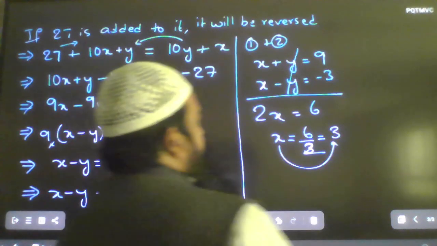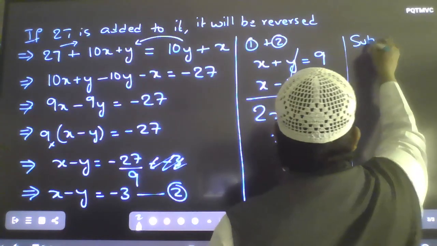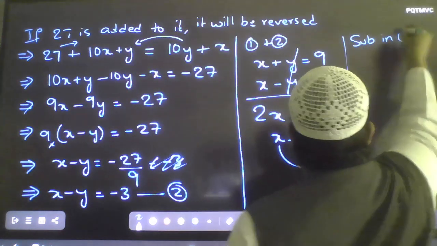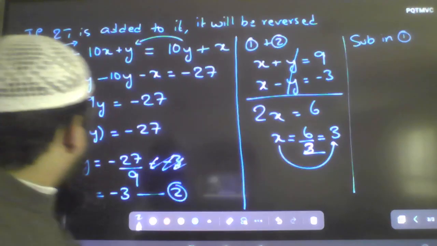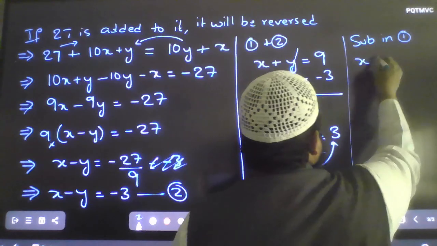Now substitute it in any equation. Substitute in the first equation. What is the first equation, my dear students? x plus y is equal to 9.